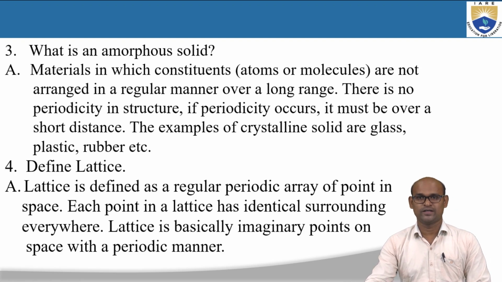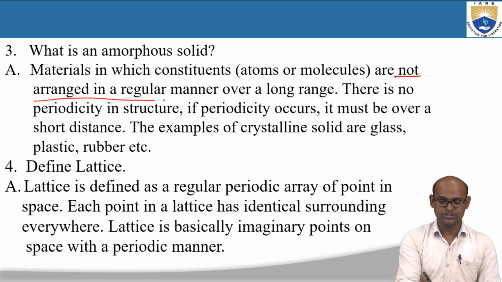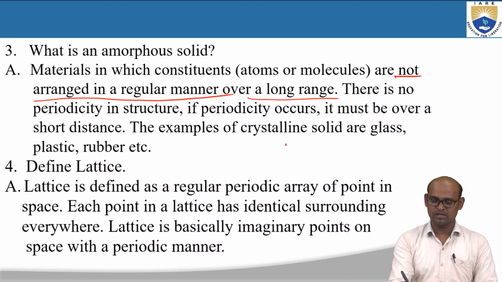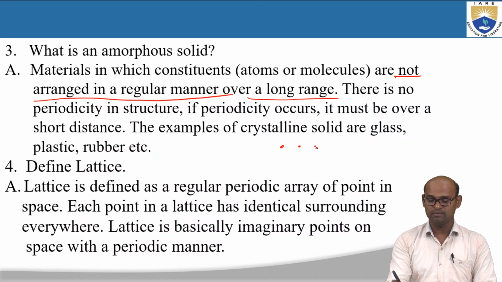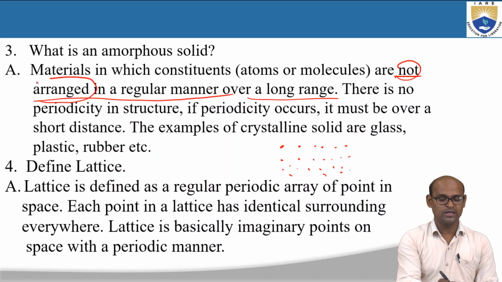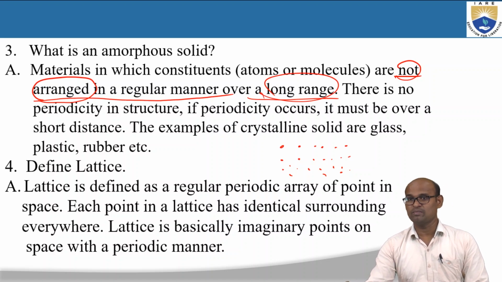Next, what is an amorphous solid? We have discussed what a crystalline solid is, and now the amorphous solid. An amorphous solid is a material in which the constituents are not arranged in a regular manner over a long range. The atoms can be arranged in a regular manner, but only over a very short distance, and otherwise they are arranged in a non-regular manner. So an amorphous solid is one in which atoms are arranged in a regular manner only over a short range.